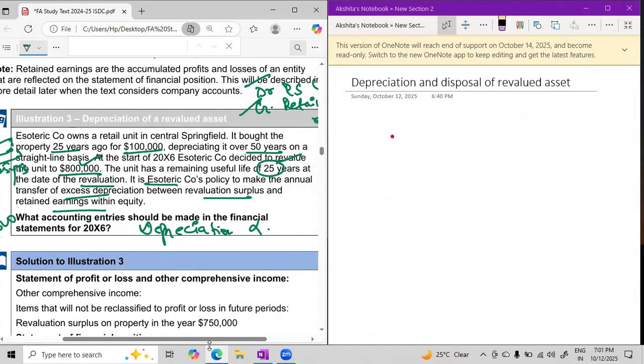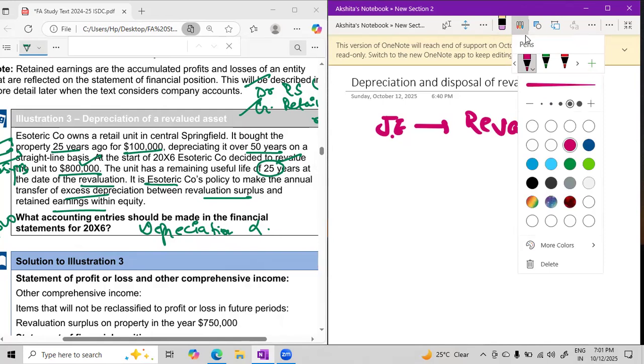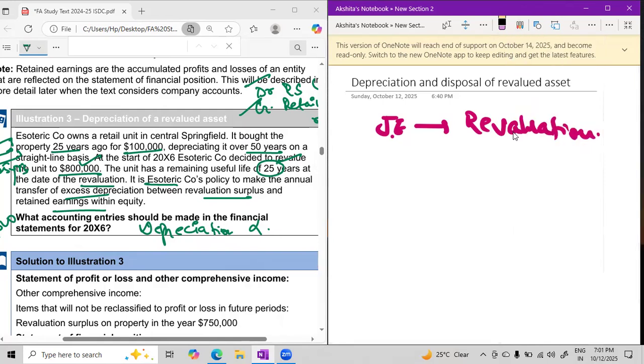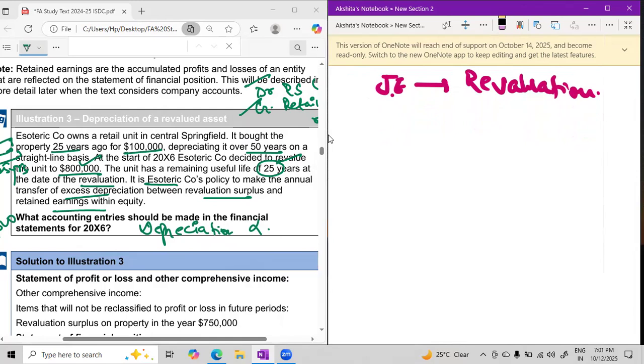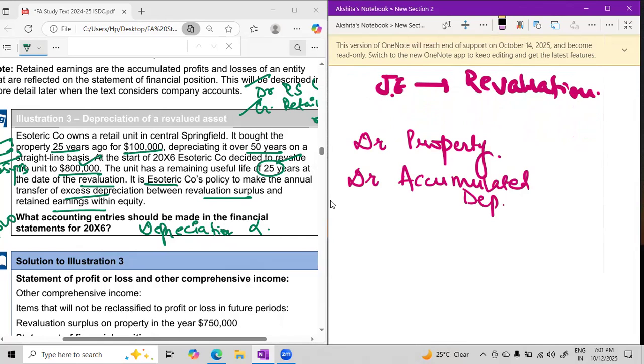All right, see. So first let us pass the journal entry for revaluation. So my entry would be, because the value of my property is increasing, so I will debit property, right? And now I will also debit accumulated depreciation. And I will credit revaluation surplus. If you don't know how this entry is made, please watch the previous video. I have explained over there.